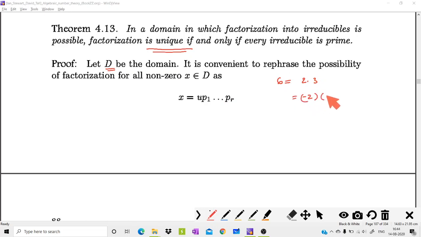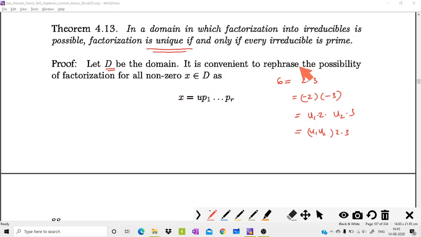This is the general form because whenever you factorize 6, say 2 into 3 in Z, you can write it as minus 2 into minus 3, or you can write this as some unit u1 times 2 into u2 times 3. We can write so many equivalent expressions for 6, but we will write this as u1 u2 into 2 into 3. We will write all the units first, then we will write the irreducibles. So this is what we have right here.